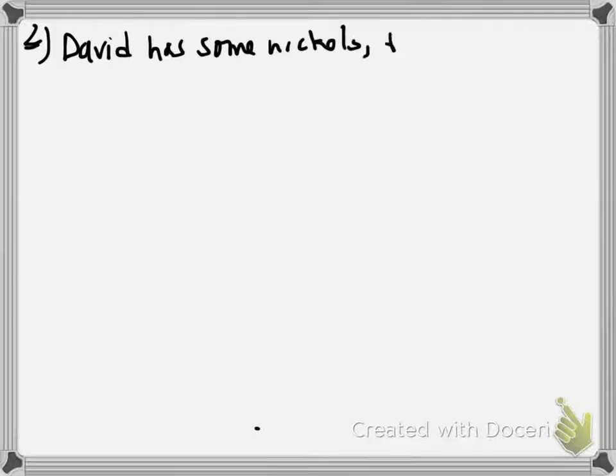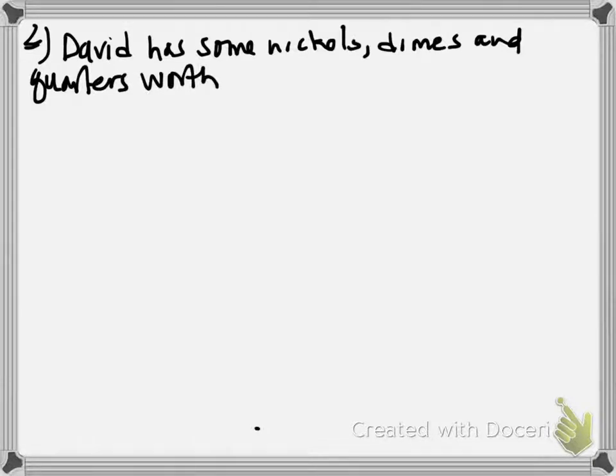All right, so the next one is a coin and value problem. David has some nickels, dimes and quarters. Uh-oh. What does that make you think? How many unknowns? 3. Wow, 3. Worth $4.50. That's something we have to watch out for. So how many equations are we going to write? We have to write 3, one for every variable, okay? Otherwise we won't be able to solve it.